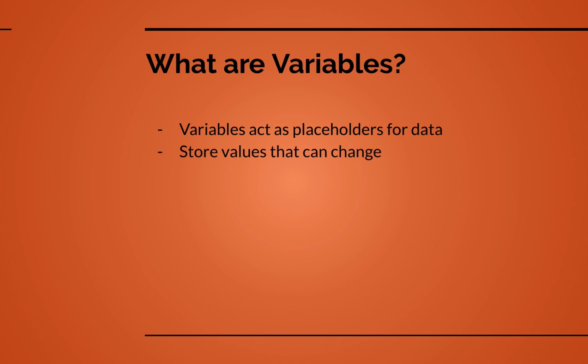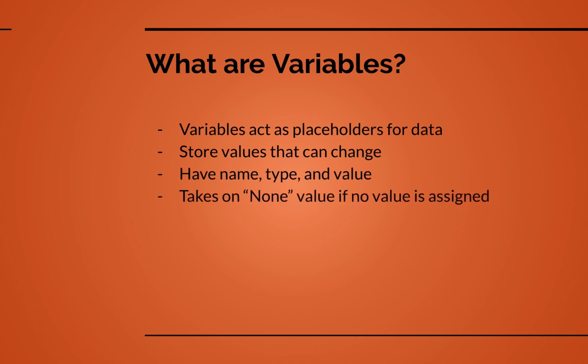So for example, we might use variables to keep track of a player name, maybe a date, how many lives they have if they're playing a game, so on and so forth. So any data that we need to store will be done so in variables. Variables typically have a name, a type, and a value.